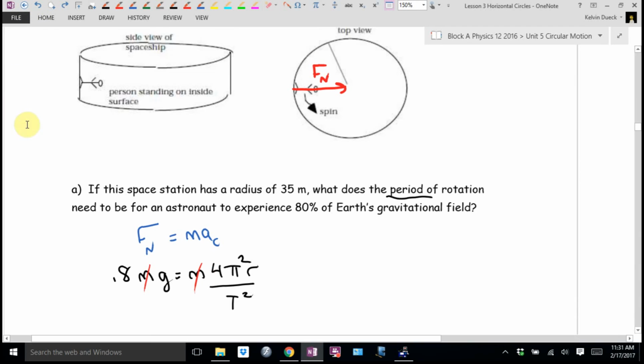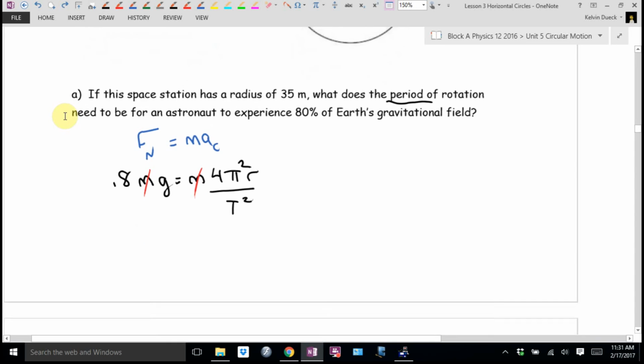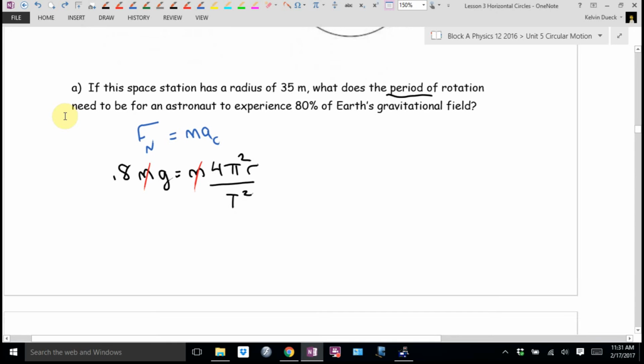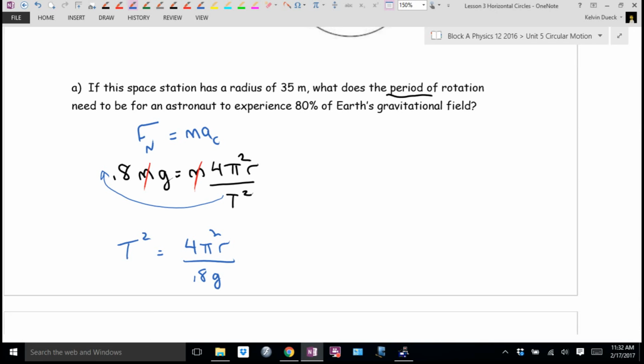What's this question wanted me to find? Period. I want to get the t by itself. I think what I'm going to do then here, Andy, is times the t squared to the top. I'll get t squared equals 4 pi squared r. I'll move the 0.8 and the g to the bottom. Now that gives me t squared. How do I get rid of a squared? Everybody? Square root.